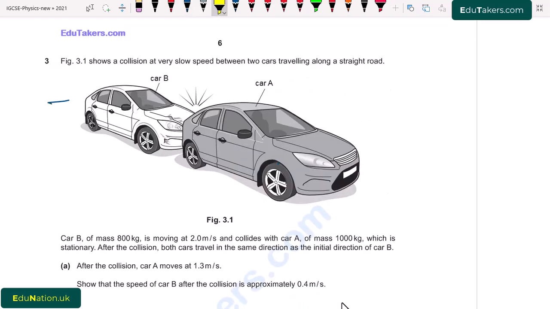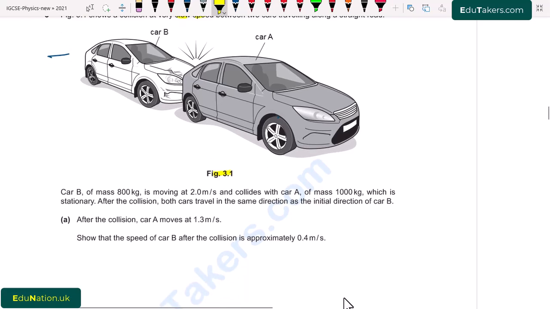Question number 3. Figure 3.1 shows a collision at very slow speed between two cars traveling along a straight road. So in figure 3.1, two cars are shown and the collision between them is happening. So car B of mass 800 kg is moving at 2.0 meter per second and collides with car A of mass 1000 kg, which is stationary. Stationary means that it is at rest, it is not moving. After the collision, both cars travel in the same direction as the initial direction of car B.